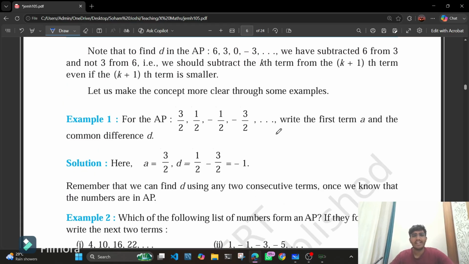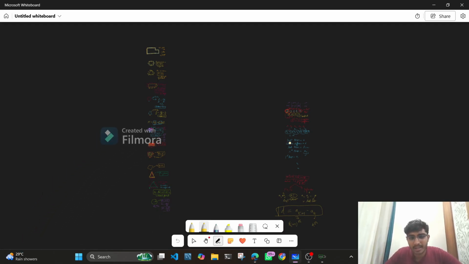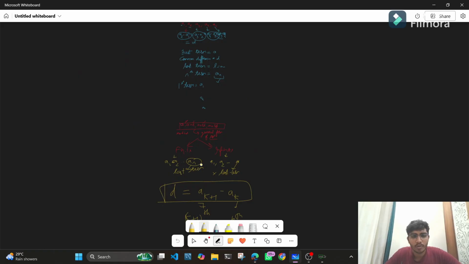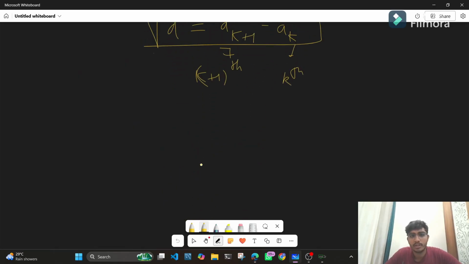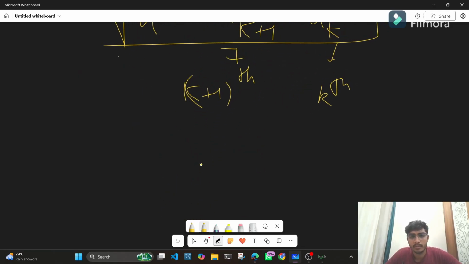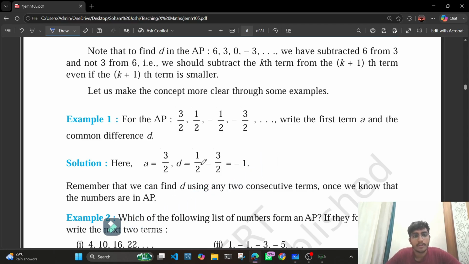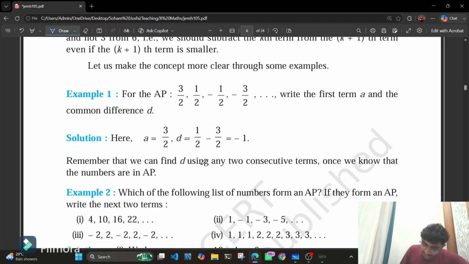Okay. So next up we have some examples. We'll just quickly see one or two of them and then we can proceed further. Now here we have an AP that is 3 by 2, 1 by 2, minus 1 by 2 and minus 3 by 2 and so on. Write the first term and the common difference.